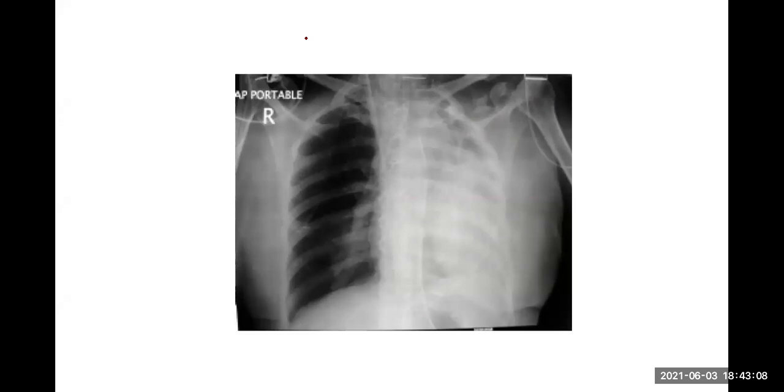Again, this is another example. Whiteout of the lung, the diaphragm has gone up a bit, and the heart border is not clearly seen. This is again a collapse.